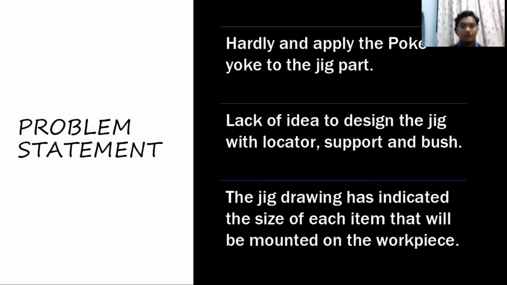Greetings, I am Azhar Aziz. I will discuss the problem statement. The problem we had is that the project is hard to apply Poka-yoke to the jig part. This is due to the design of the product. Next, a lack of ideas to design the jig, locator, support, and bush. And lastly, the jig drawing has indicated the size of each item that will be mounted on the workpiece.